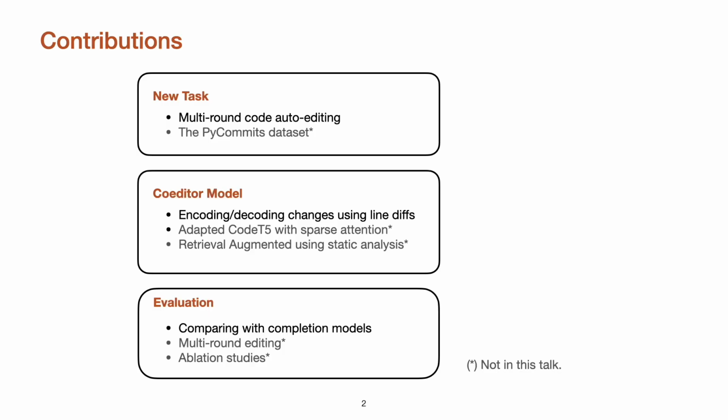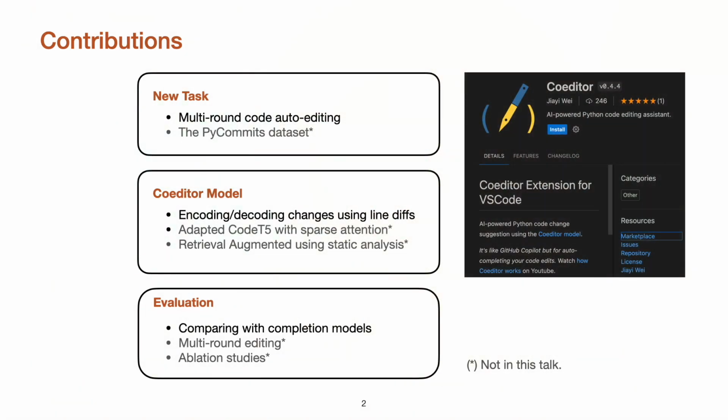In this work, we make the following core contributions. We introduced the multi-round code auto-editing task, along with the corresponding PyCommits dataset and the evaluation framework. We released Coeditor, a code auto-editing model derived from Code-T5. We compared our model's performance with open-source code completion models, and also evaluated Coeditor's ability to perform multi-round code auto-editing. Lastly, we also released a VS Code extension to support interactive usages and faster future research. Let's now talk about some of these contributions in more detail.